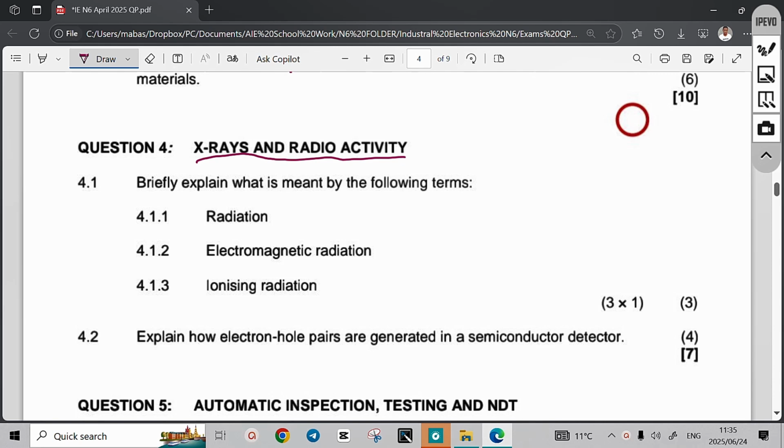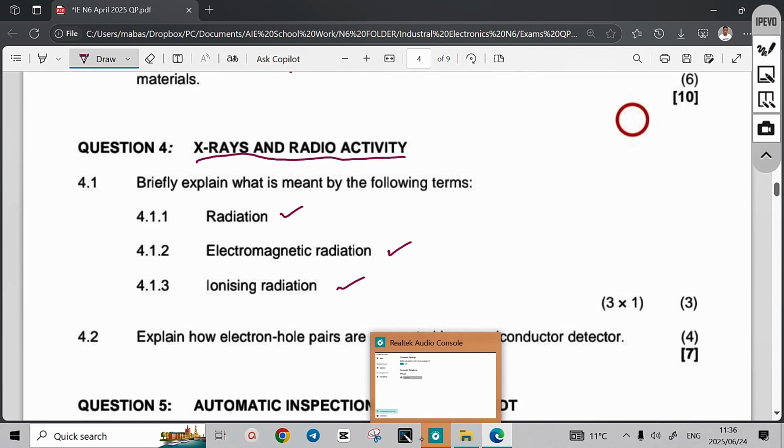Right. So 4.1 says, briefly explain what is meant by the following terms. First one is radiation. The other one is electromagnetic radiation. The other one is ionizing radiation. So now let's go and answer those questions. And then 4.2 was saying explain how electron hole pairs are generated in a semiconductor detector. So that was your 7 marks.